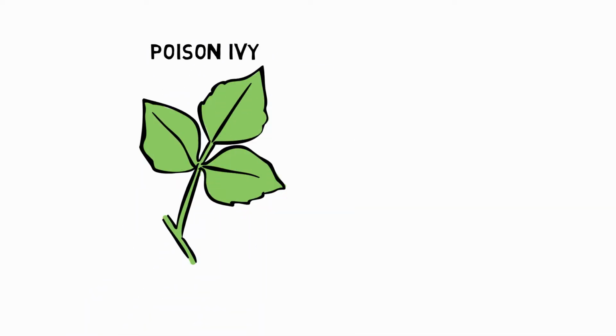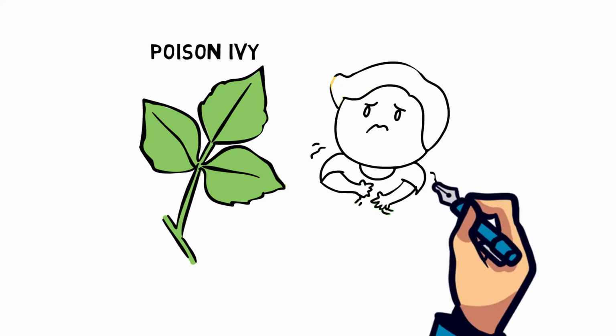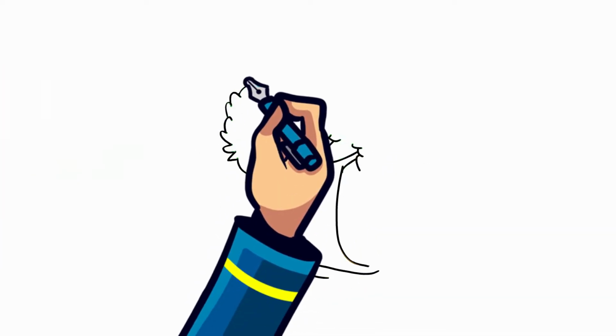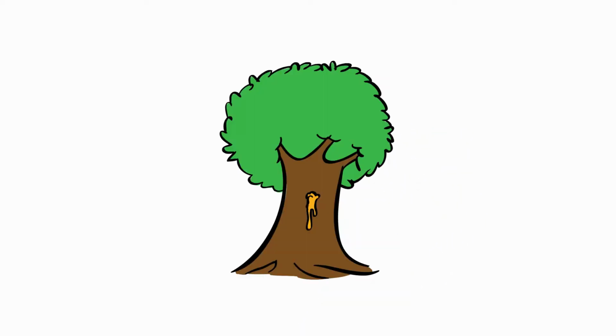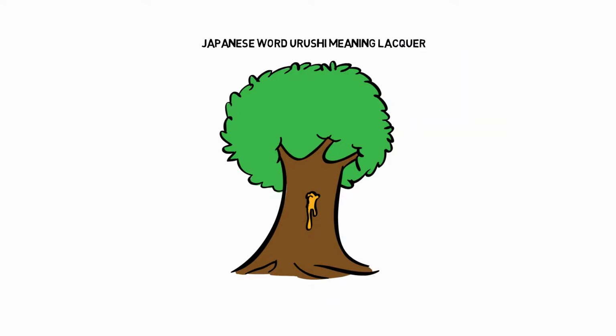If you've ever been in contact with poison ivy, you probably know that it can cause itchiness and blisters on your skin. But why does it do this? Poison ivy, along with poison oak and poison sumac, all contain oil called urushiol, which can be found in the sap. Coming from the Japanese word urushi, meaning lacquer, it's named after the urushi trees, which also produce sap.